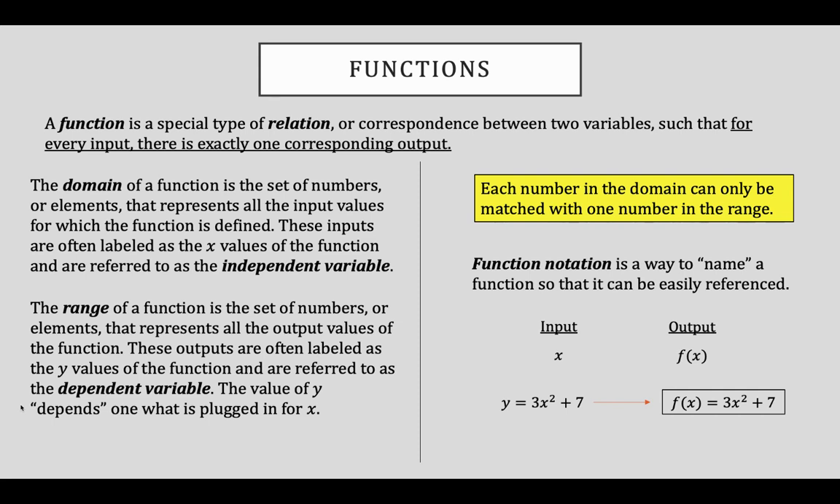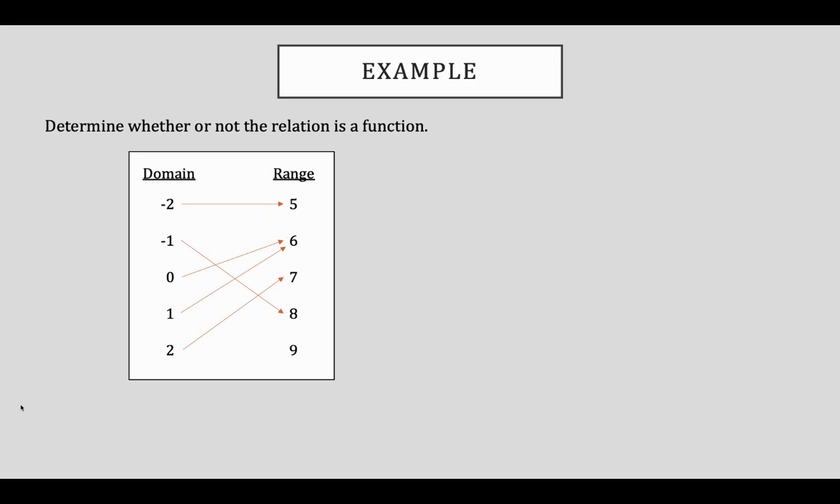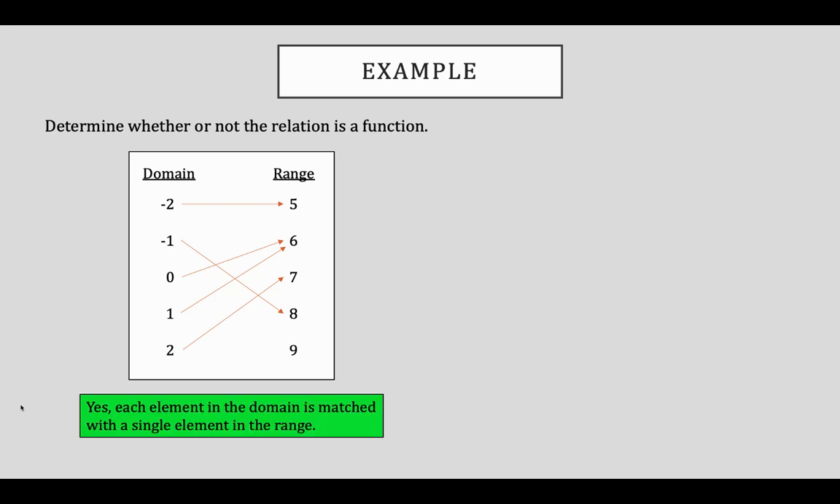All right, so let's do some examples. Determine whether or not the relation is a function. Again, relation just means a relationship between values. Well, in order for it to be a function, each value in the domain must be matched with a single element in the range. In this case, -2 matches with 5, -1 matches with 8, 0 matches with 6, 1 matches with 6, and 2 matches with 7. Is this a function? Yes. Each element in the domain is matched with a single element in the range.